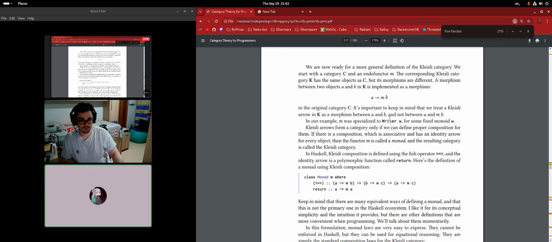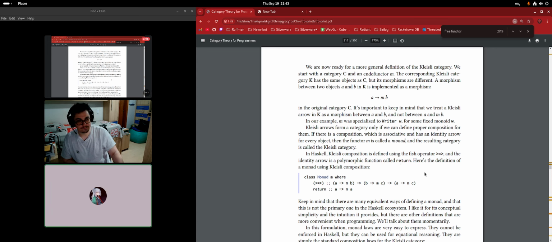Yeah, because it goes from the category to itself. I mean, identity is still an endofunctor because it goes from the category to itself, but it could be something other than identity. In this case, it is actually. In Haskell, Kleisli composition is defined using the fish operator, and the identity arrow is a polymorphic function called return, which, again, in the very very long future, may be removed. I know that in the near future, if you try to make return different than pure, a warning will pop up by default.